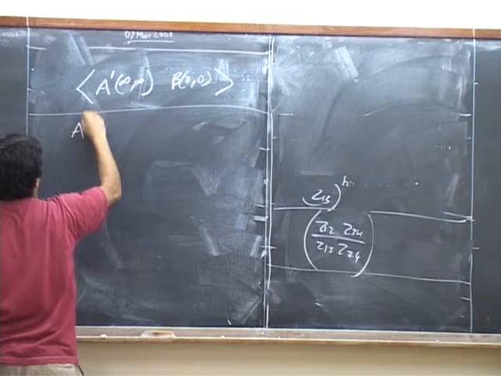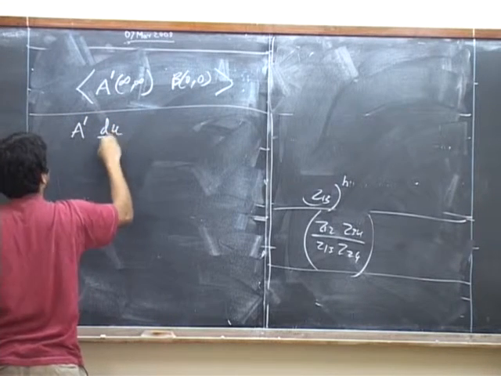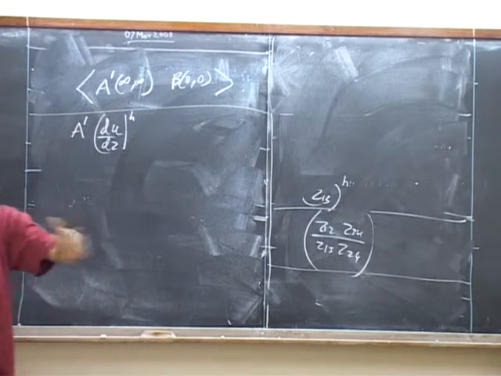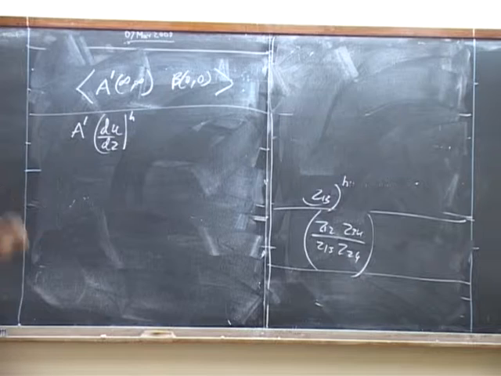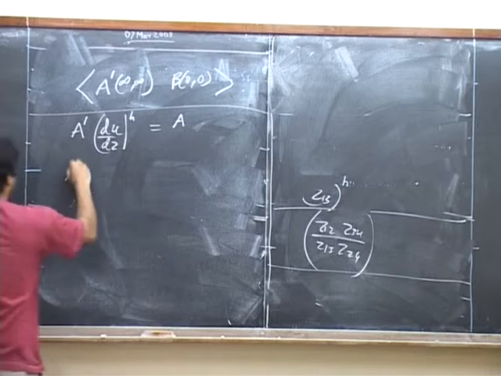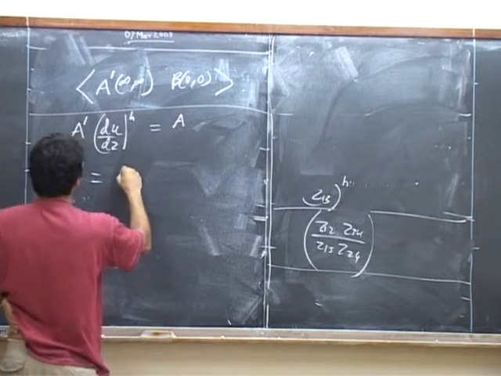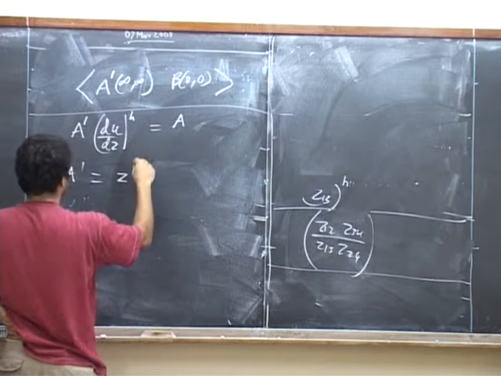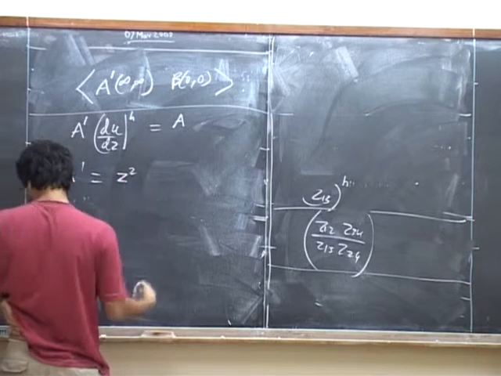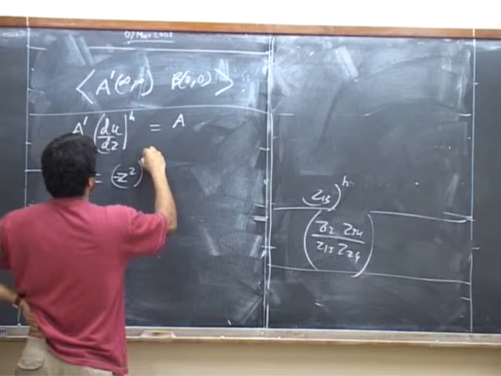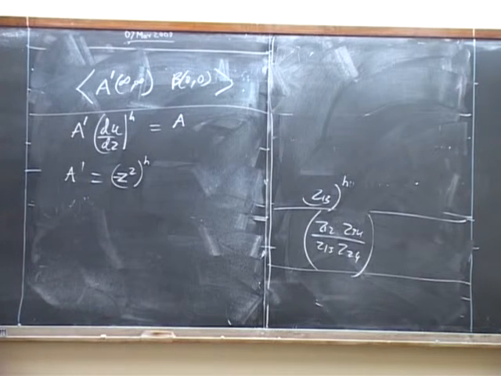Remember that A prime times du by dz to the power h, and a similar thing for anti-analytic, which I'm just not writing but is always there, is equal to A. So A prime is equal to, u is 1 by z, so du by dz is minus 1 by z squared, to the power h, times A. A is everything.